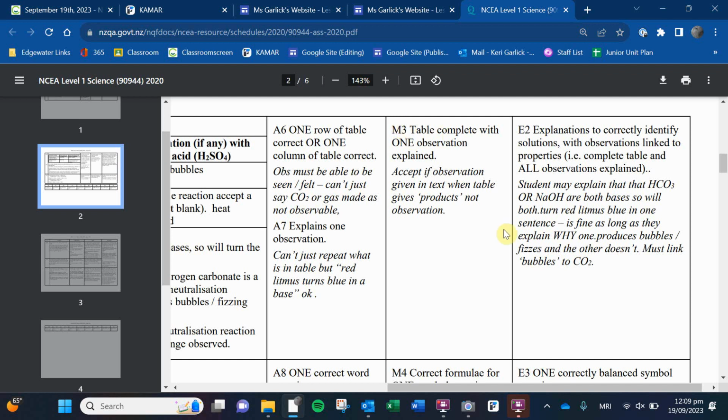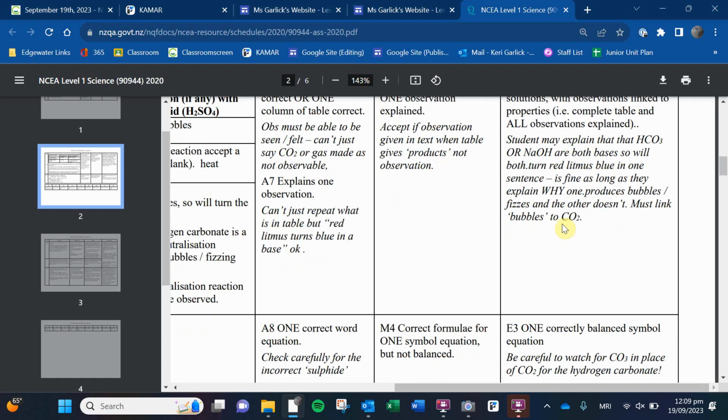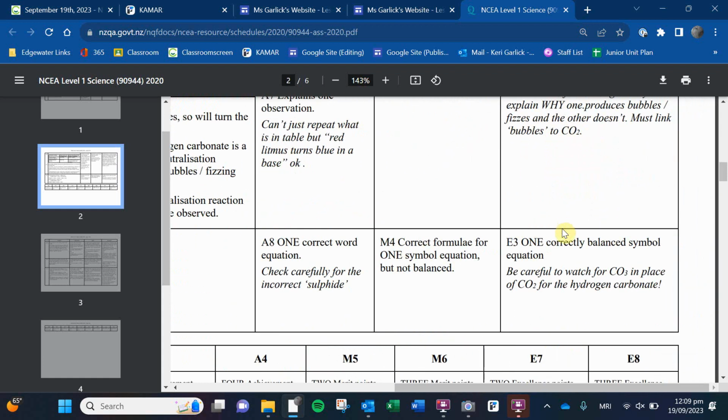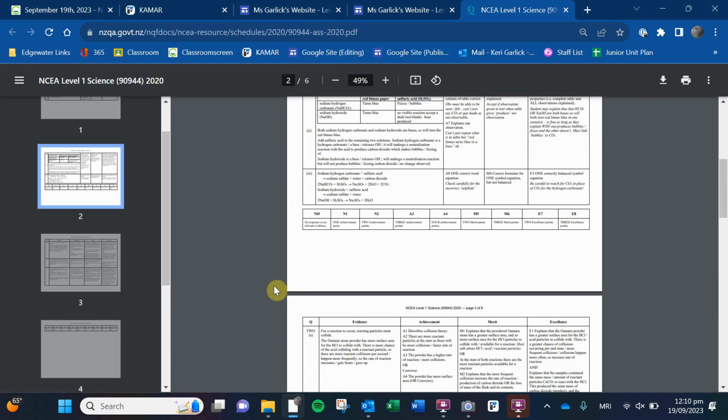Merit: complete the table with 1 observation. That's pretty easy. That's not a lot for a merit point. And then the excellence point was explaining the identification. You see, this is what I'm saying about the excellence point. Correct balanced equation, and they only needed 1. You get 2 chances at it. And this one here, one symbolic equation but not balanced. You get 2 chances to do that, but it's only going to count once. So that was that one.